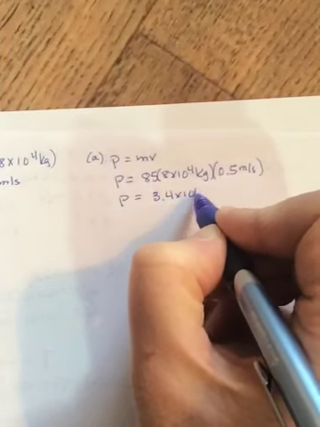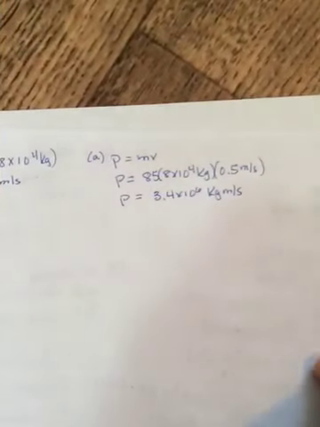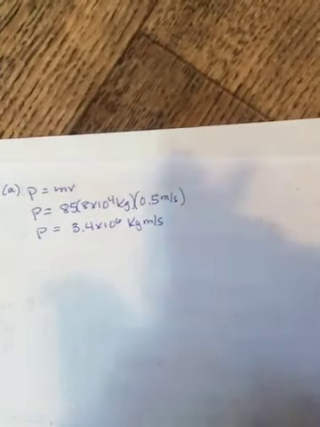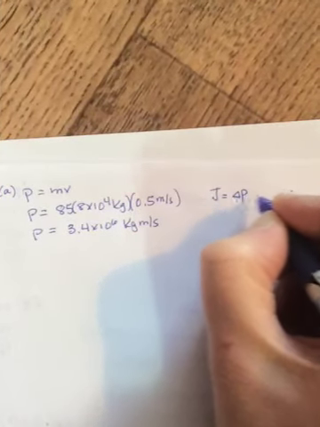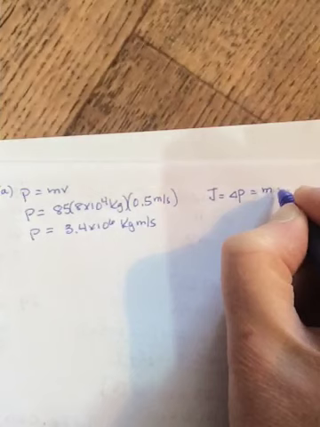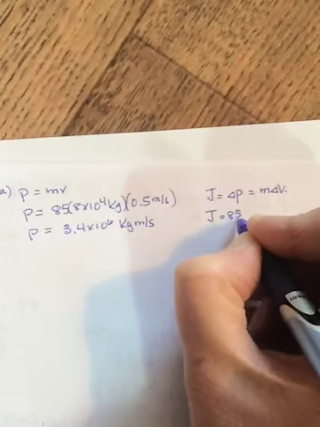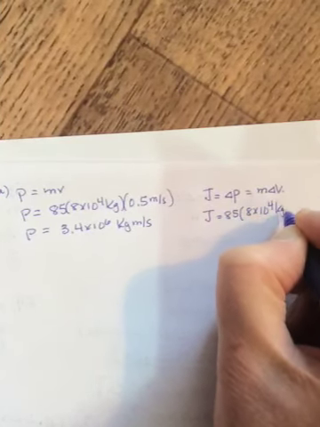3.4 times 10 to the 6th kilogram meters per second. Part B says, what impulse would you have to put on the train in order to stop it? Impulse is equal to change in momentum. It's equal to M delta V. The M is still going to be your 85 times 8 times 10 to the 4th kilograms.